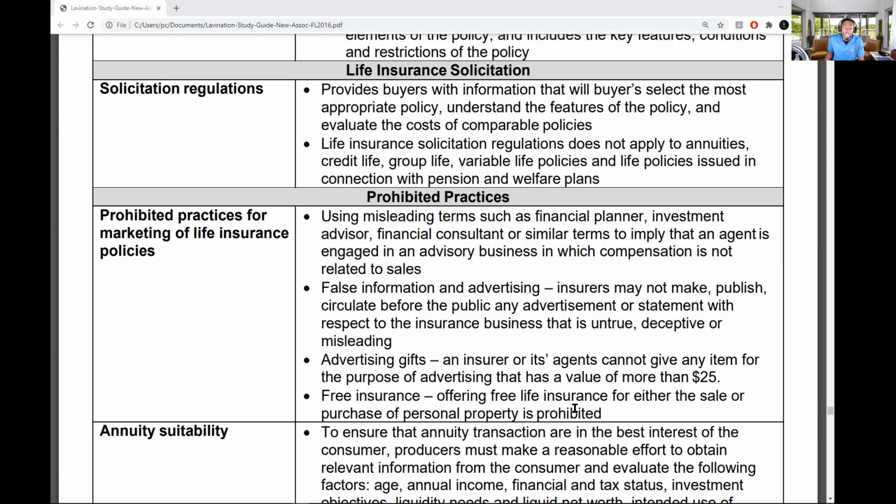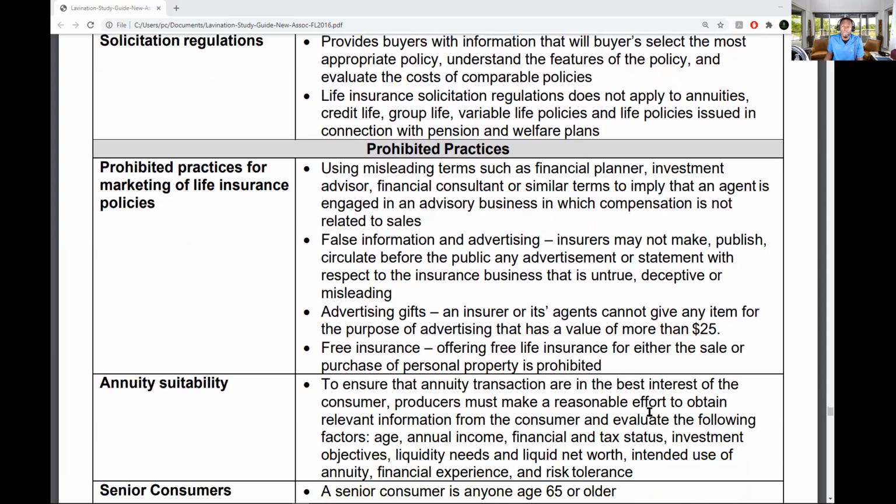Free insurance. Offering free life insurance for either the sale or purchase of personal property is prohibited. So what does free mean? Free. You cannot tell people you're selling them free insurance when they have to buy a water, or buy an iPad, in order to get the free insurance. That's a trade-off. You give them something for something, so this is no longer free. That's a transaction. So if it's free, make sure it's free. That's a prohibited practice, so don't do it.